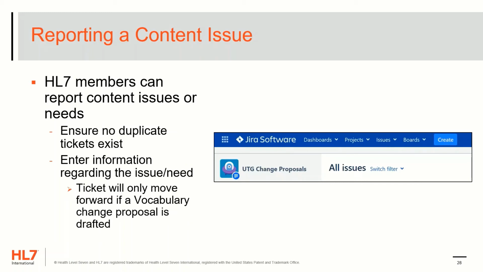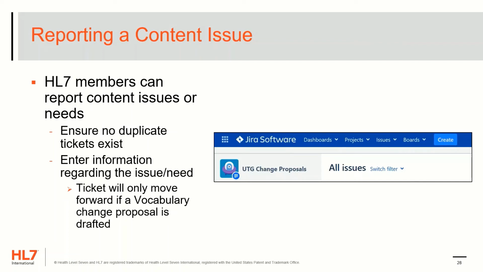Now that we've looked at a content issue ticket, we'll cover how to enter one. If you're interested in entering a vocabulary change proposal, there will be a following session covering the requirements and instructions on submitting those. The first step when entering a content issue or need ticket is to search within the UTG Jira project to ensure a ticket doesn't already exist.